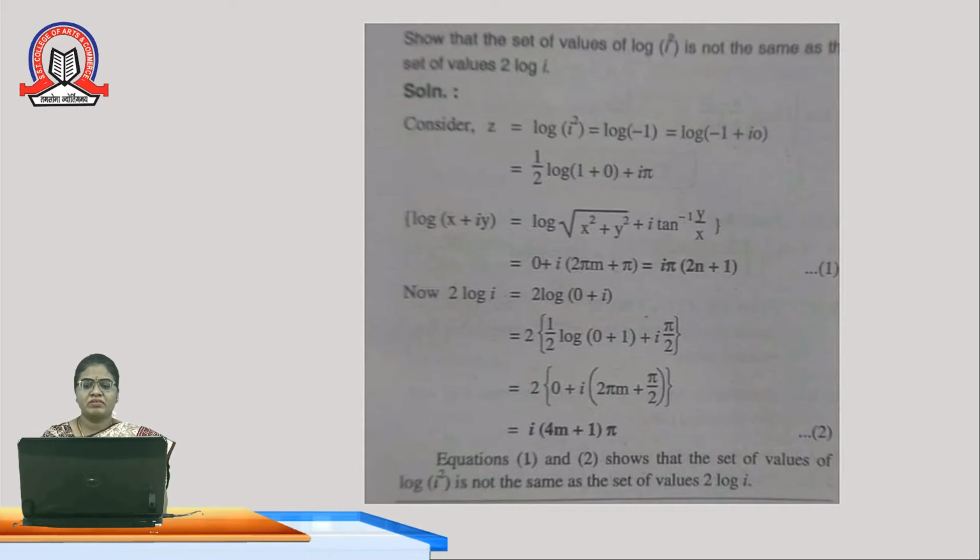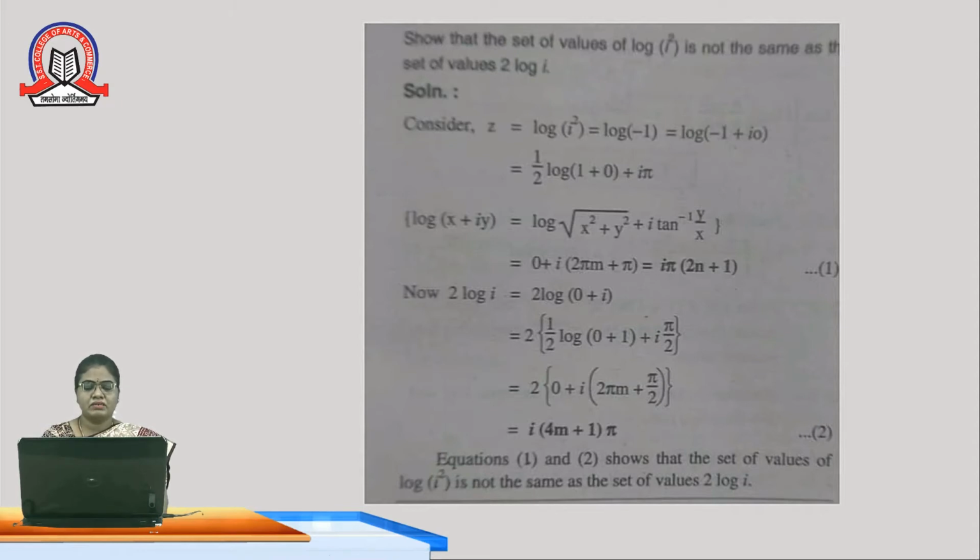Next, show that the set of values of log i square is not the same as the set of values of 2 log i. Let z equal to log i square. The i square value is minus 1. We can write it as real part plus imaginary part as minus 1 plus i0. That is equal to 1 by 2 log 1 plus 0 plus i pi. Separating and writing this using the logarithm formula, we get 0 plus i into 2 pi m plus pi, that is equal to i pi into 2m plus 1.